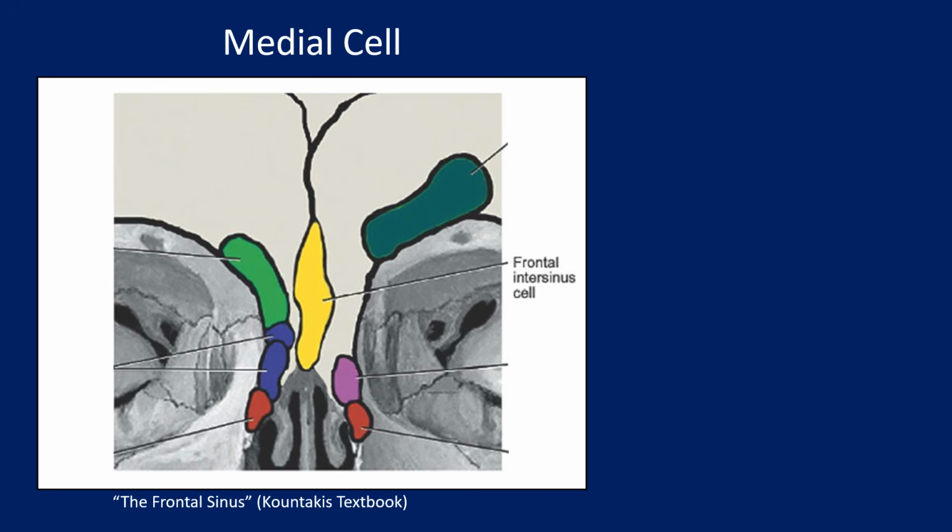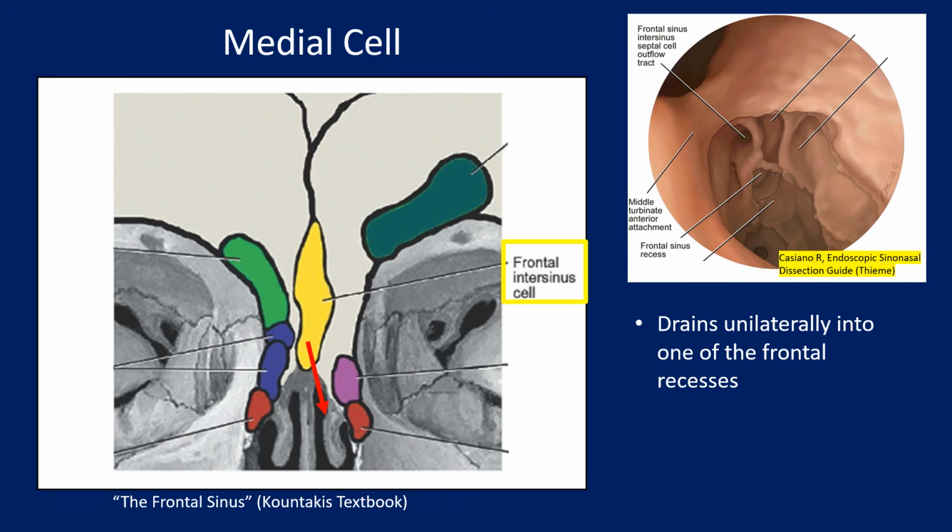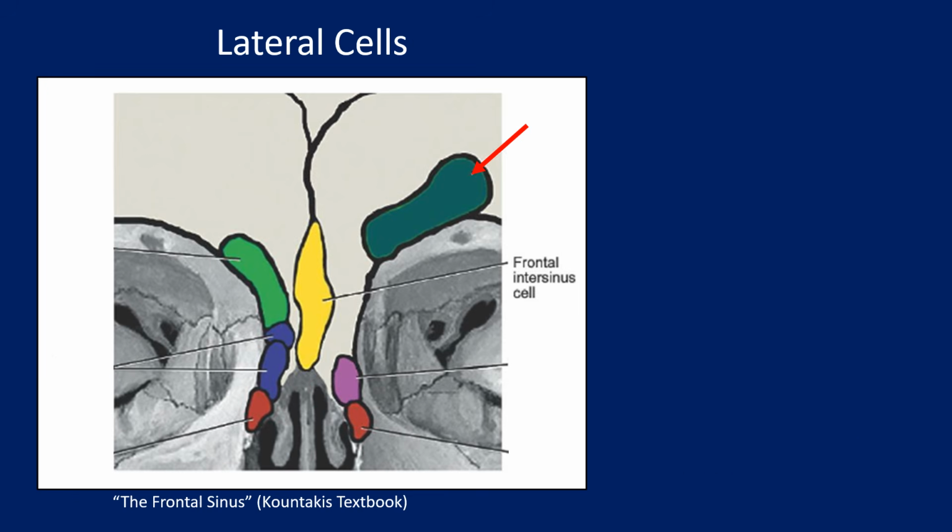Okay, a medial cell, same idea here. It's going to drain unilaterally generally into one of the frontal recesses. This is from Kuhn's textbook. There's a frontal medial cell here. So that means the outflow tract will be identified lateral to the free walls of that cell.